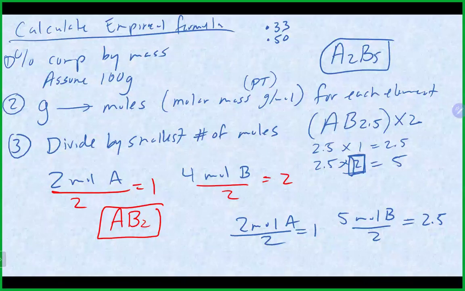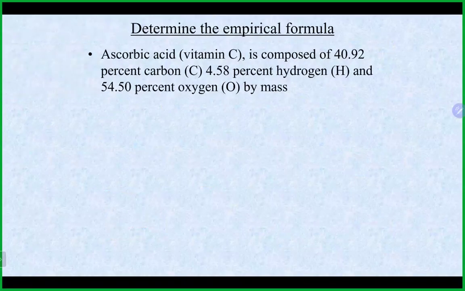All right, so let us take a look at one here together, see how this all works. So we have ascorbic acid, which is 40.92% carbon, 4.58% hydrogen, and 54.5% oxygen. Really, the first thing you want to do when you look at a problem like this is, again, take a look at the percentages, and they should add up to about 100%. If you find yourself in a situation where they do not add up to 100%, you're probably missing an element, and there should be some way to figure out what's missing. But they should add up pretty close to 100%.